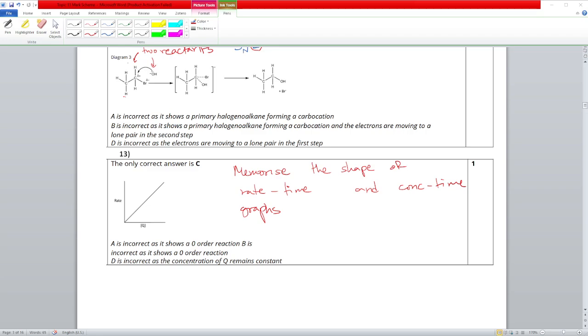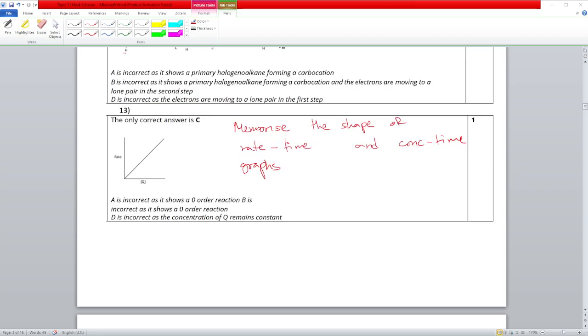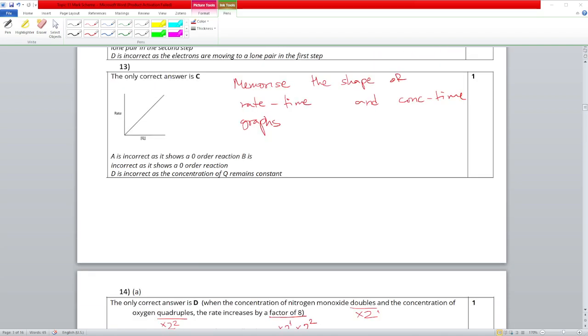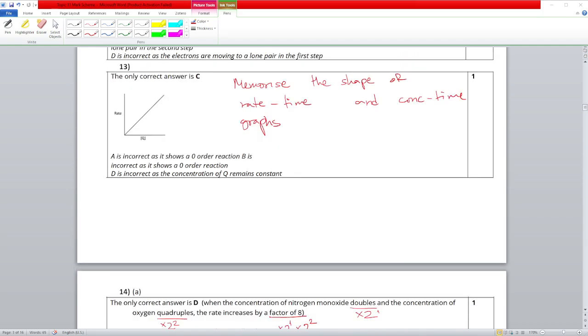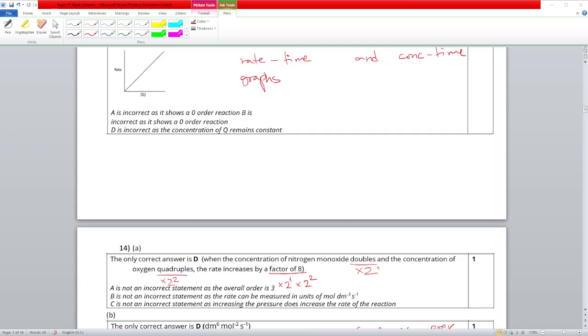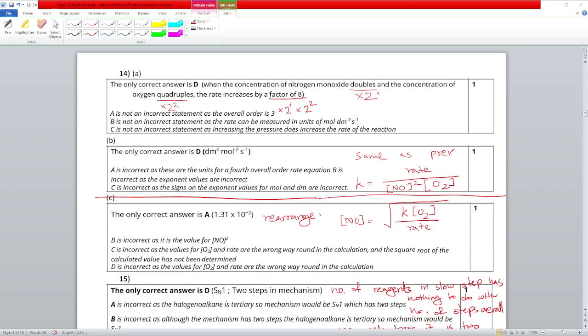13, again, memorizing shapes of rate-time and concentration-time graphs will help you out here. I'll try to make one of those one-page references for that, especially for the graphs that they don't even include in your book, like product over time instead of reactant over time. I'll try to put together something that's hopefully coherent for that.